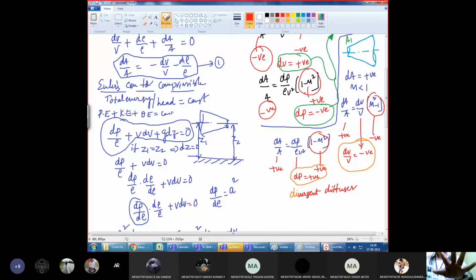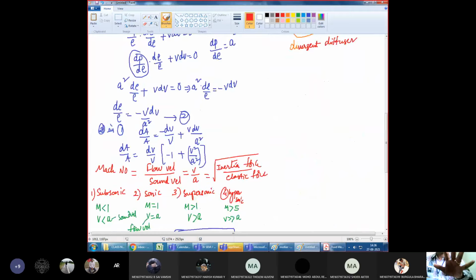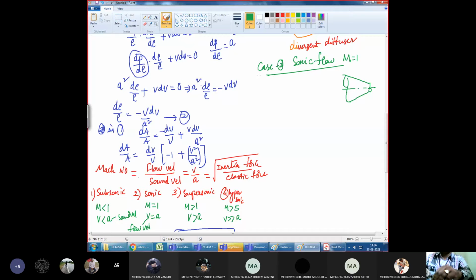Yes, sir. Others please respond. Right. Yes, sir, clear. This is what we discussed for subsonic flow. Now we will see case 2. Case 2 is the sonic flow. Sonic flow means Mach number is equal to 1. First cross section we are considering convergent, right? Let's take the convergent portion.